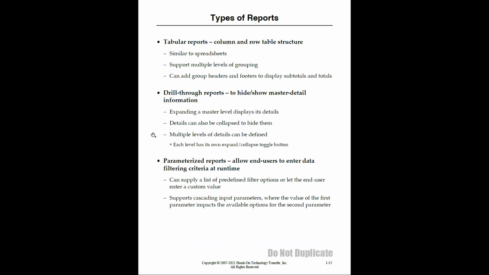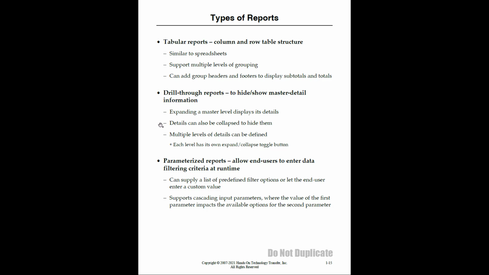Let's talk about the different types of reports that we can create. Inside a Reporting Services report, we can create a tabular report. It means you're creating a report that displays the data laid out in rows and columns, so it looks like a spreadsheet. You can implement grouping by using a tabular report. You can also add headers and footers. The headers can display summaries or labels, and the footers can also display summaries or labels.